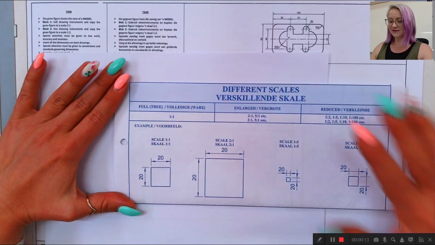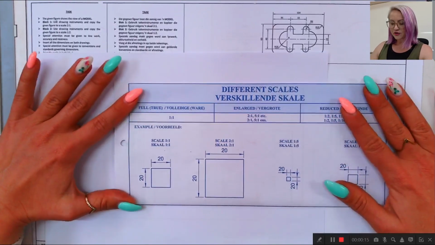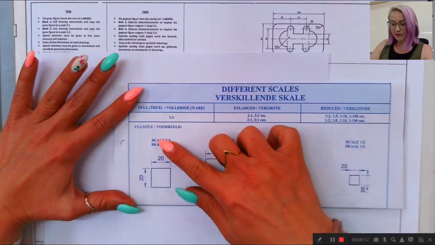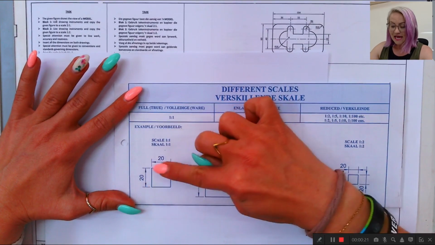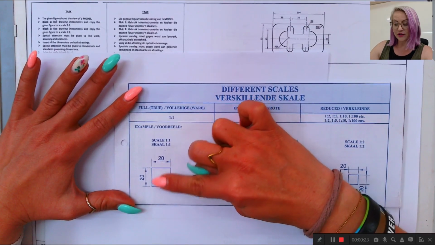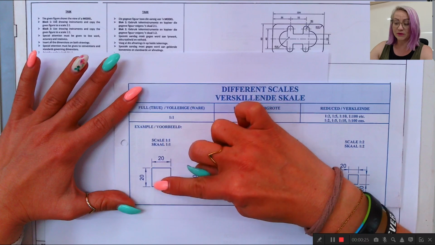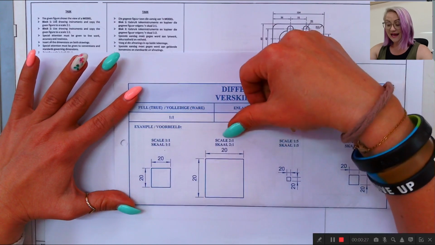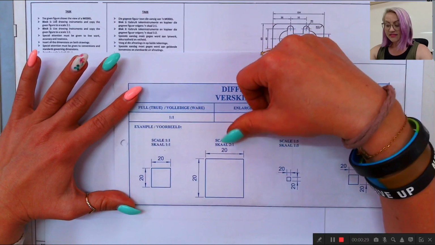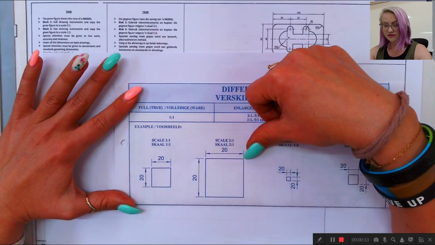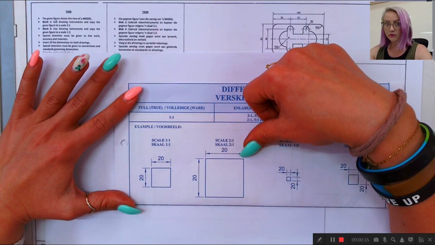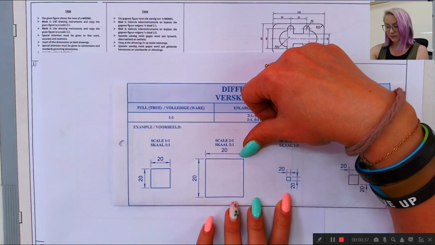Reading your scale incorrectly. Okay, so different examples of scale. You have your scale 1 to 1. So it's 20 millimeters by 20 millimeters. So if you actually take your ruler and measure the side of the length, it will be 20 millimeters. Whereas scale 2 to 1, they label it 20 millimeters, but if you measure the actual size, it's going to be 40 millimeters because you had to multiply it by 2.